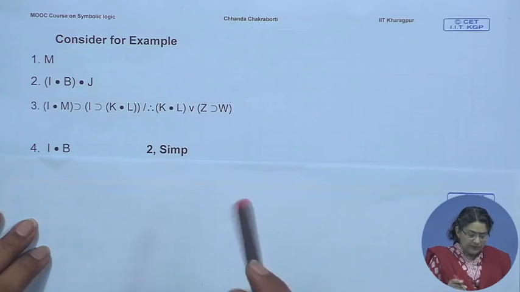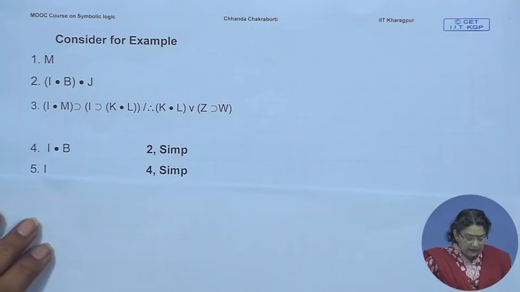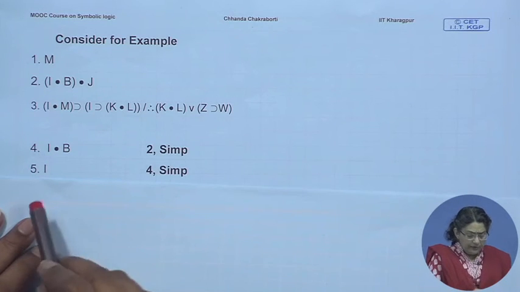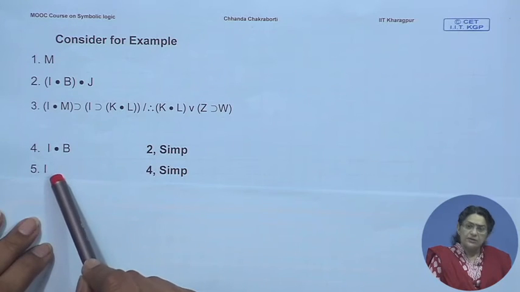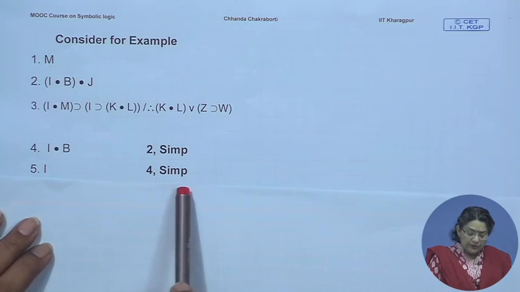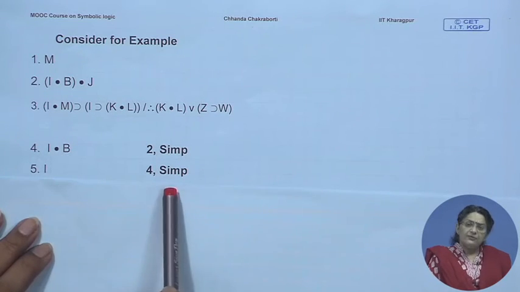So, better to simplify, and then further simplification. Why? Because all I need is I dot M. I see M and here is I, standalone I. How did I derive that? From 4 by further simplification on that line.